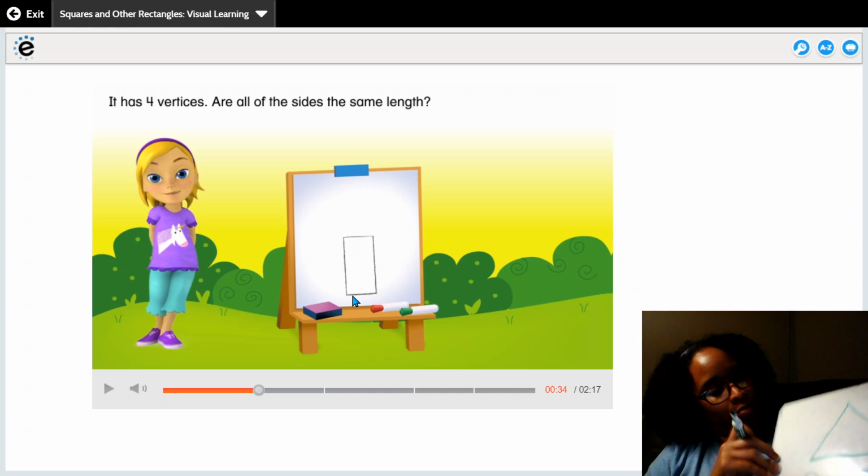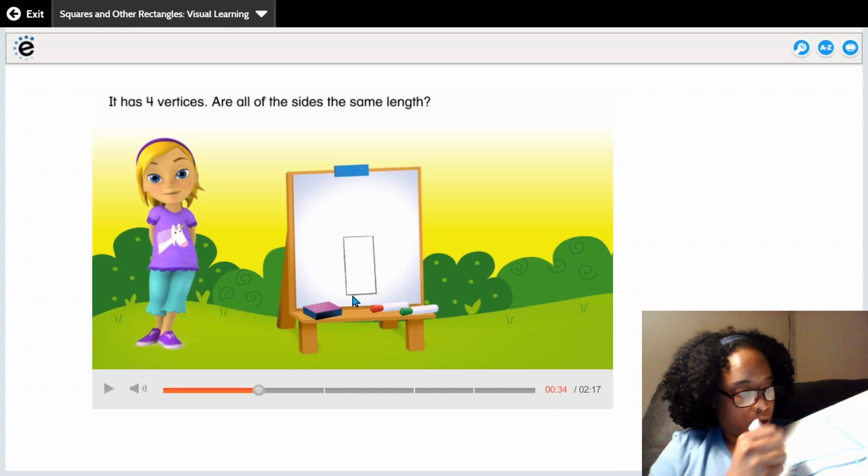If you said 3, you are correct. There are 3 vertices on our triangle. I'm going to circle them. They're circled in the blue there. 1, 2, 3. 3 vertices. And again, vertices is just another word for corner or angle. It's where the sides meet. All right, and then they asked us, are all of the sides of this rectangle the same length? No, all of the sides are not the same length.